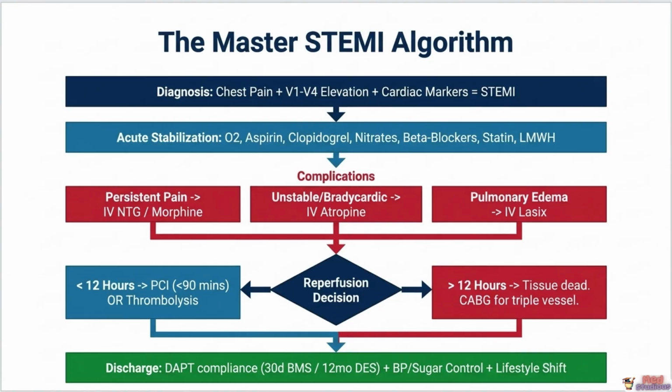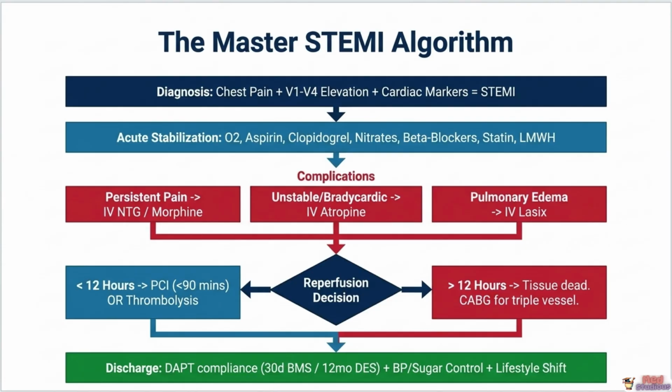Step 1 is acute stabilization. Simultaneously administer oxygen if saturation is below 90%, aspirin 325 milligrams, clopidogrel loading dose, sublingual nitrates, beta blockers if no contraindications, high-dose statin, and low molecular weight heparin anticoagulation.